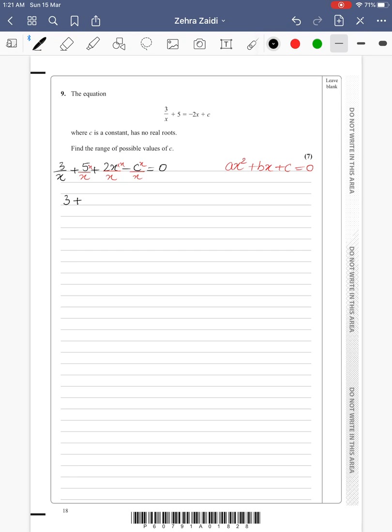And now we have 3 plus 5x plus 2x squared minus cx, the whole divided by x, is equal to 0. So we can multiply by x both sides. So we multiply left hand side by x and the right hand side by x, and these x's cancel here, and we are left with 3 plus 5x plus 2x squared minus cx is equal to 0. We can rewrite by taking the x squared term in front. We have 2x squared plus 5x minus cx plus 3 is equal to 0.